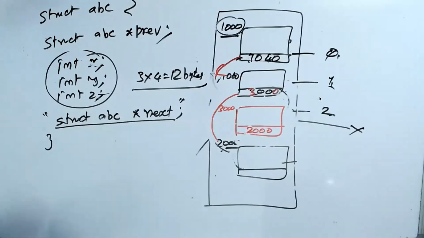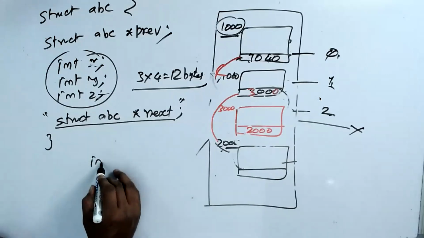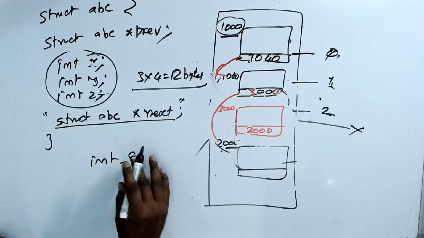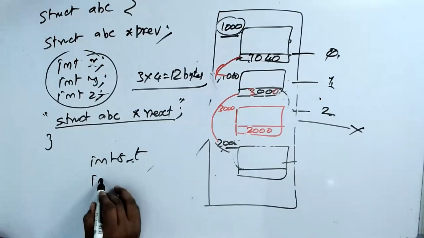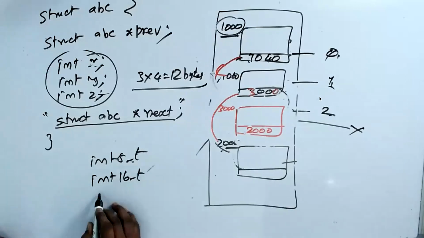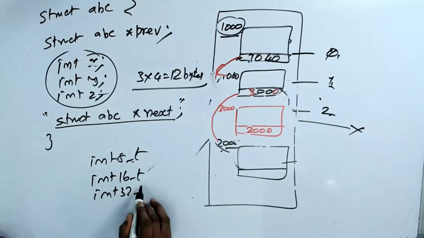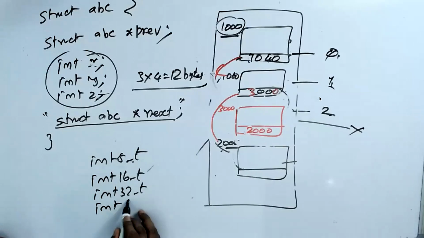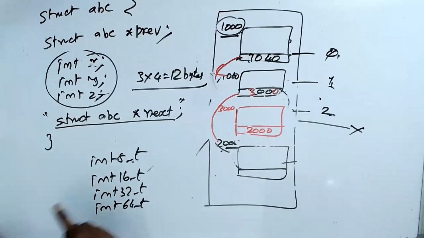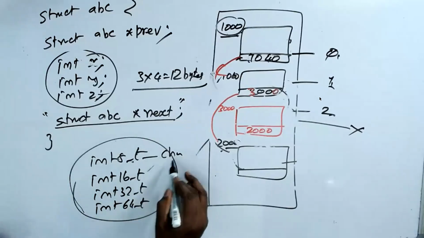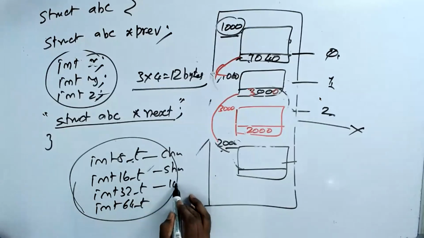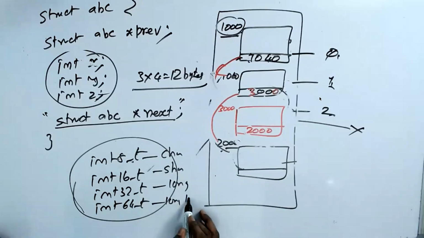nowadays you write programs using int8_t, int16_t, int32_t, int64_t. Understand? This is what nowadays people use. This is char. This is short. This is long. This is long.